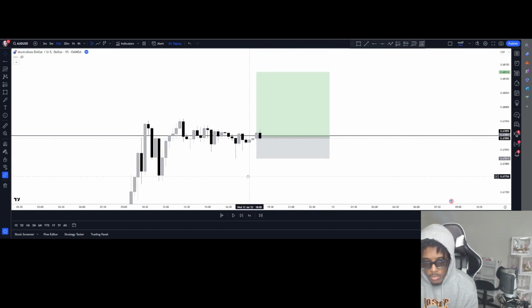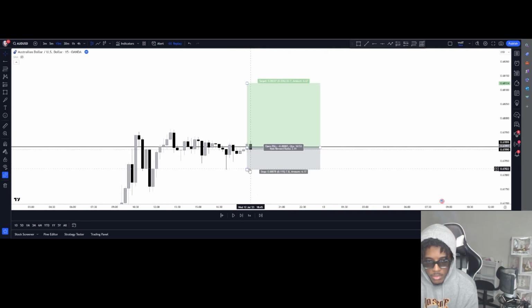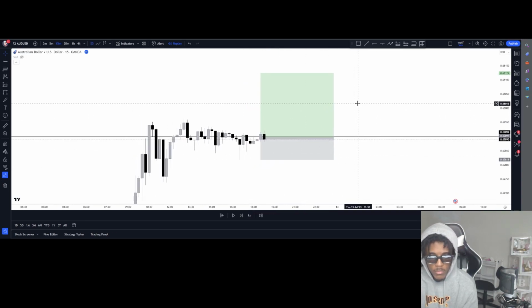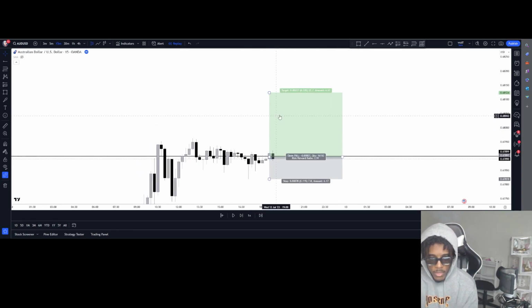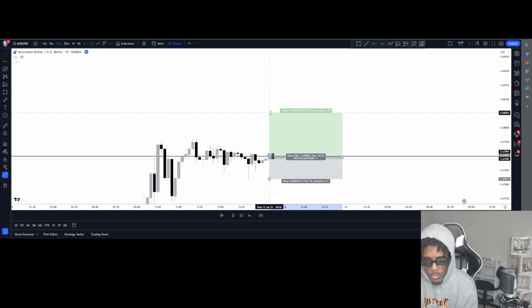You want to give your stop loss a little bit of wiggle room. You don't want to put your stop loss too tight. You want to give it a little bit of wiggle room because spreads can take you out. Plus, there's a lot of manipulation in the market. You want to protect your assets, right? I mean, you want to protect your capital. Usually I go for a 1 and 2.